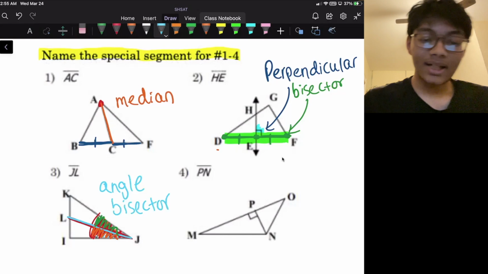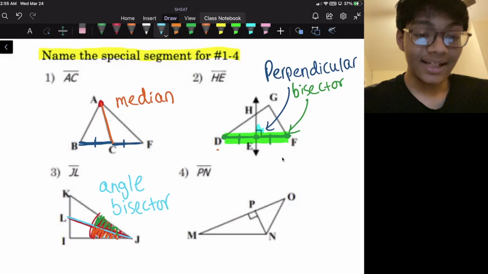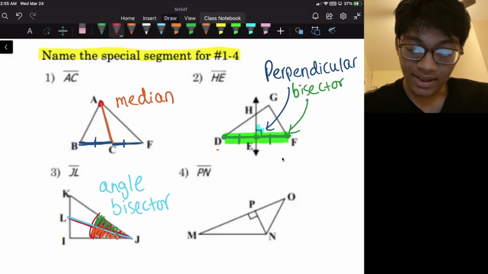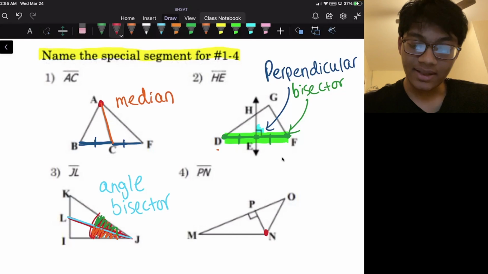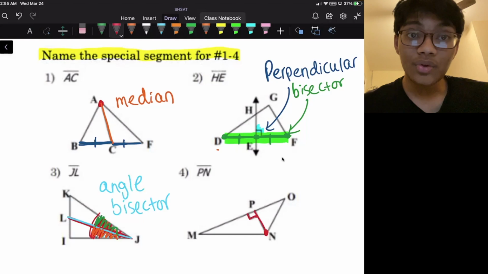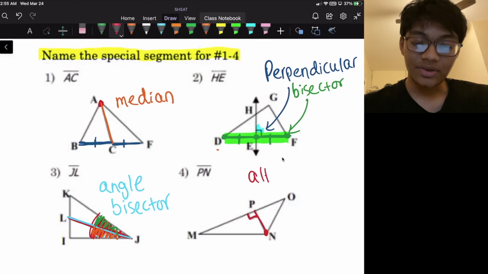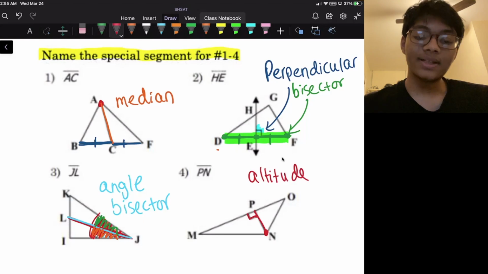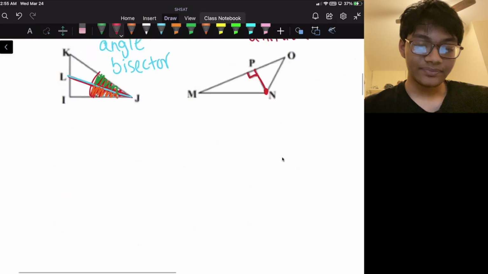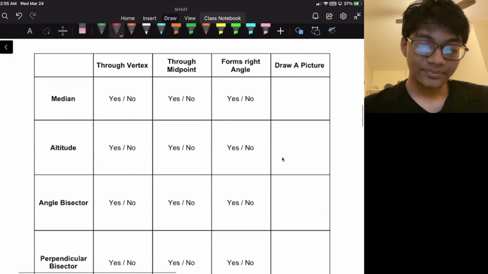Next one up, we got a line segment PN. So what do you have here? Well, you got a line segment that starts from a vertex, goes to the other side and hits it at a right angle. As soon as you hear the word right angle, you should think of altitude. And that's exactly what this is. Okay, let's move on.